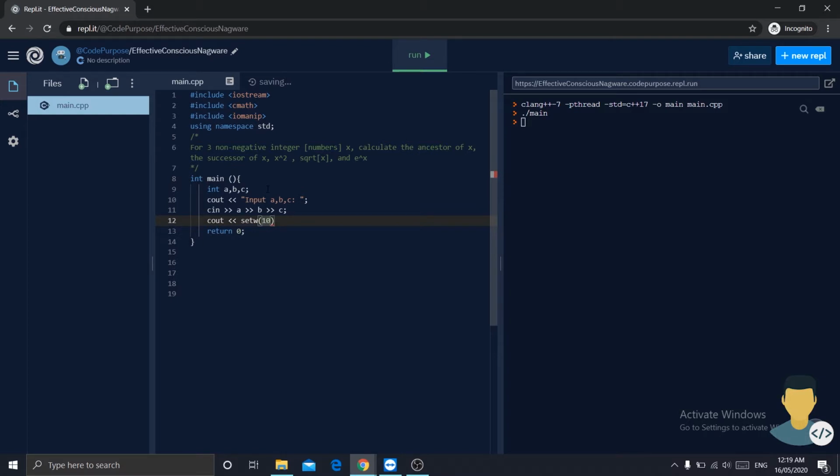Now I know what you're all thinking. What is this setw? Well, setw, you can find it in the iomanip library. What this does, for example, if you write a number 5, if you write setw 10, then we will print the number with 10 spaces. Or let me just show you by example.